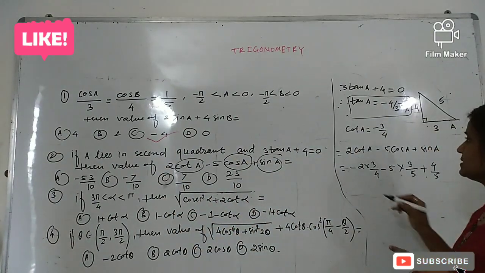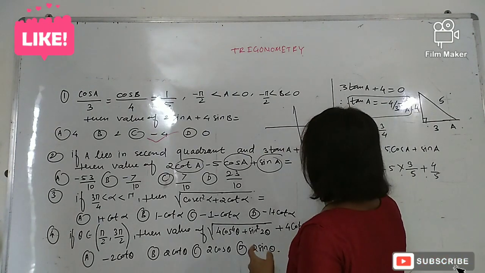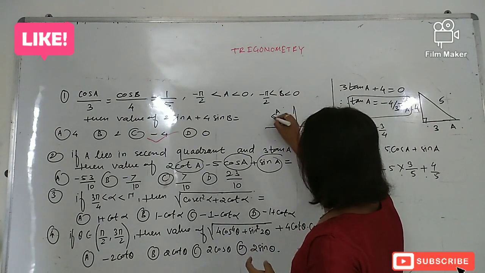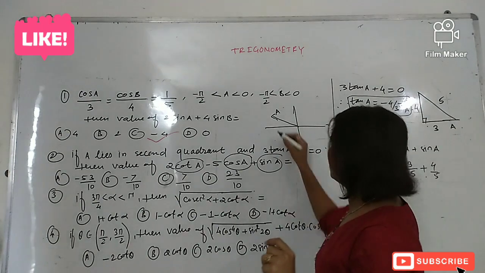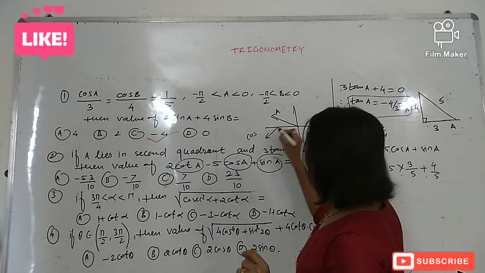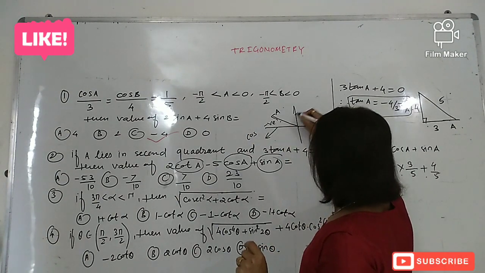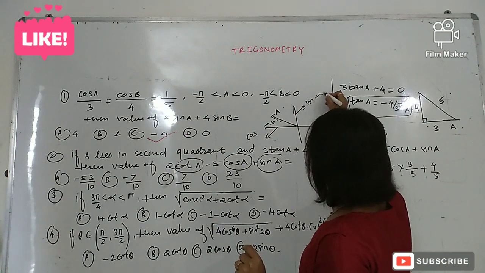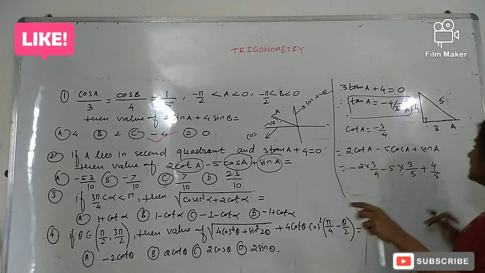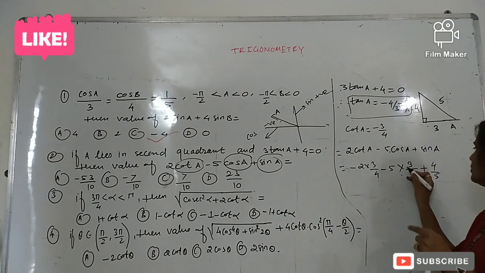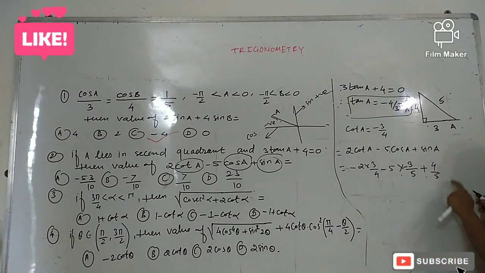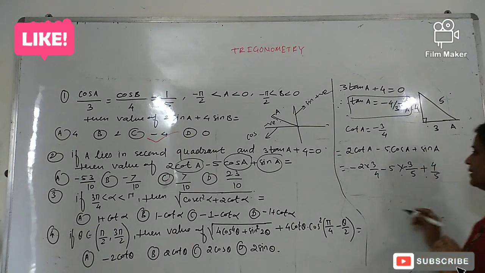But just think about the sign. A lies in the second quadrant. If angle A is present in the second quadrant, then in the second quadrant cos is negative and sine is positive. So cos is negative means we have to give the minus sign here, and sine is positive, so this value is correct.